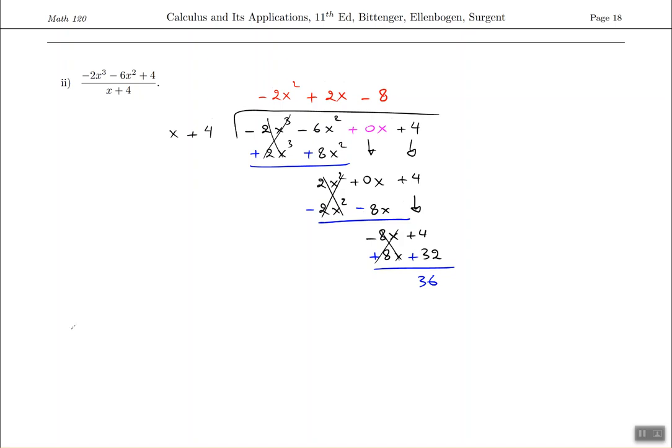So what's my solution? I'm going to write down that when I divide negative 2x cubed minus 6x squared plus 4 by x plus 4, the result is going to be a quotient of negative 2x squared plus 2x minus 8 with a remainder, and the remainder in this case is 36, all divided by x plus 4, the old denominator. And that's it.